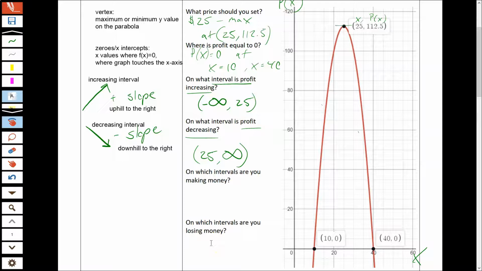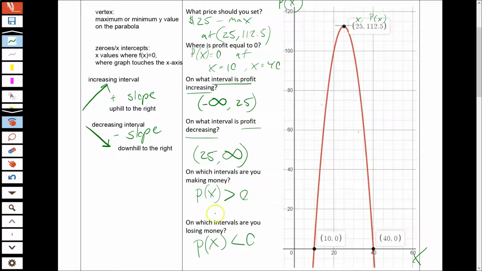This is a little bit harder to think about. So making money really means your profit is positive, right? You're making more than $0. Losing money means your profit is negative. You're making less than $0.